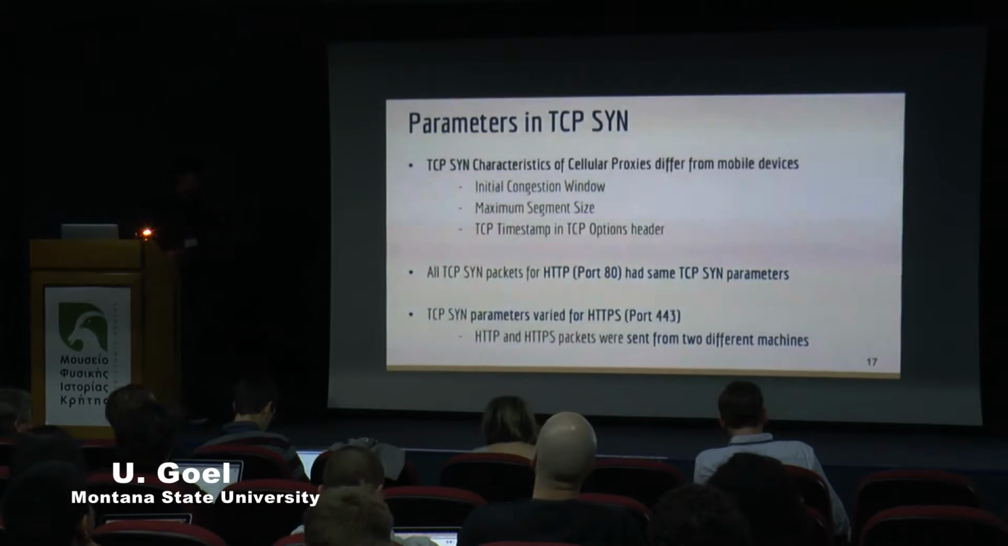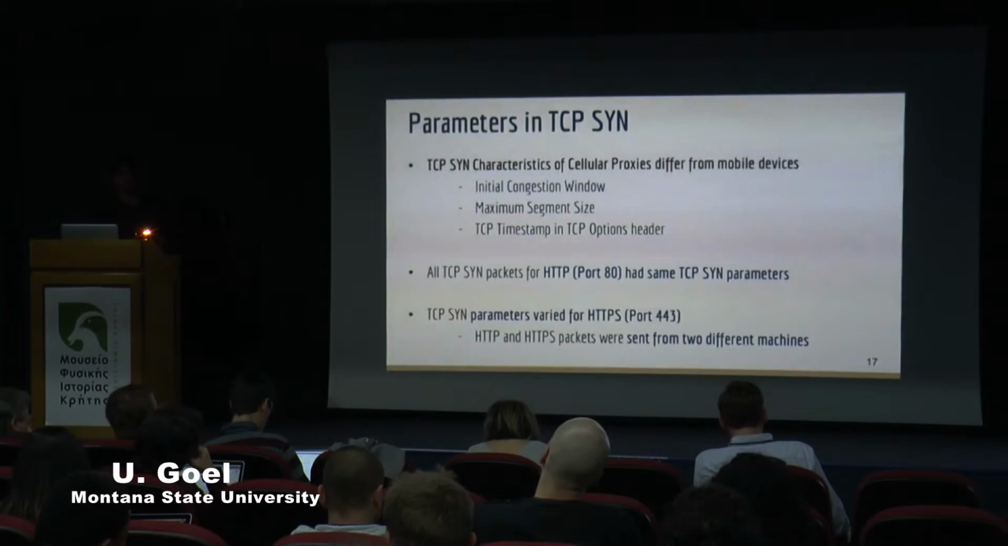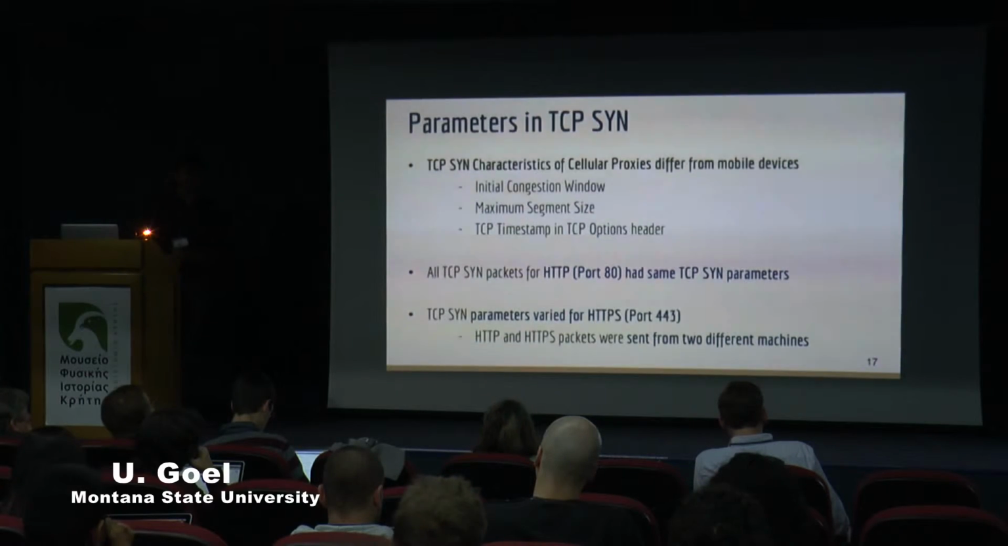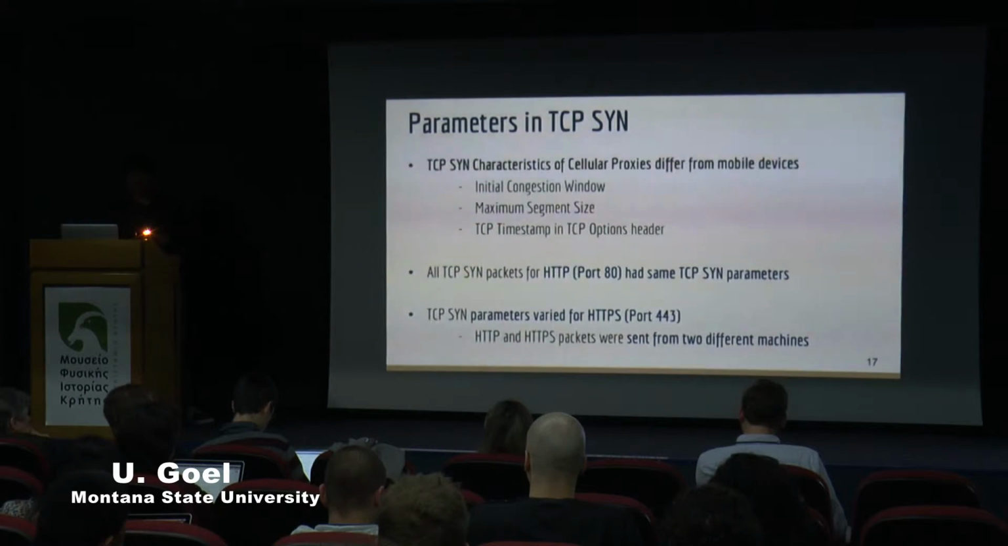Last, we wanted to find a third parameter that could support the conclusions from the other two metrics, and we used some parameters in the TCP SYN packet that gets received by CDN servers. One of the parameters was the initial congestion window size in the SYN packet. The other was the maximum segment size, and the third was the TCP timestamp value in the TCP options header.